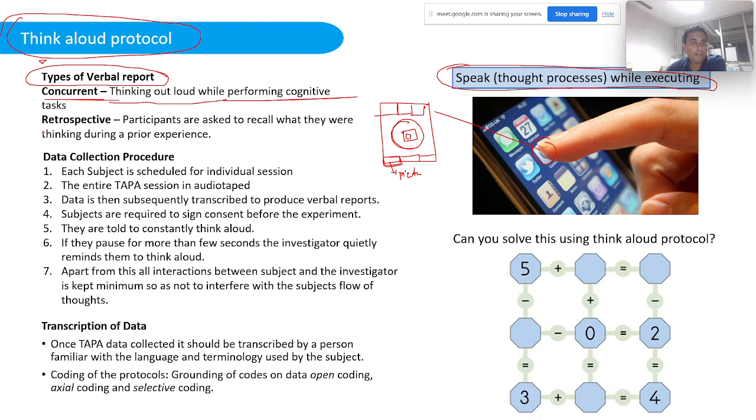Now retrospective reporting means participants are asked to recall their experience of performing a particular task. So this is after you have completed your task, whereas the concurrent one is while you are performing your task. Both these kinds of information are important, and in a think aloud protocol we require both of them. Now, here is the procedure for how the data are collected.